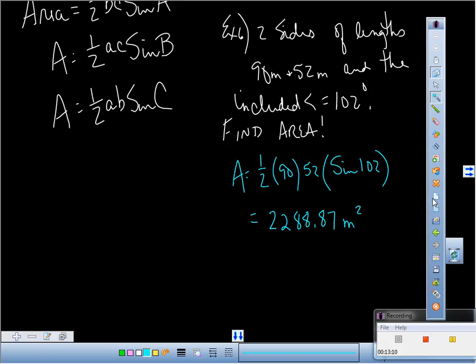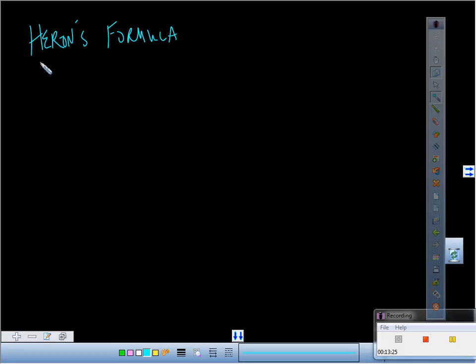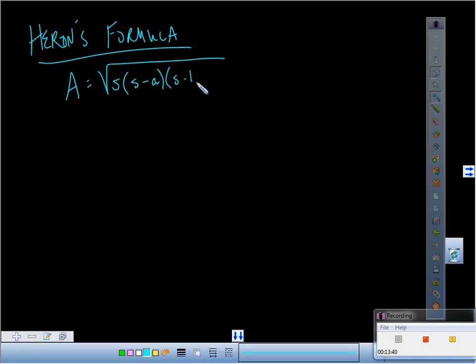That's Heron's formula. Okay, so let me do one like Heron's formula. That's just the one you'll have to use if I give you all the sides. Here's what it looks like. It's still easy. Area is equal to the square root of S times S minus A times S minus B, it should be on your card, times S minus C, okay?